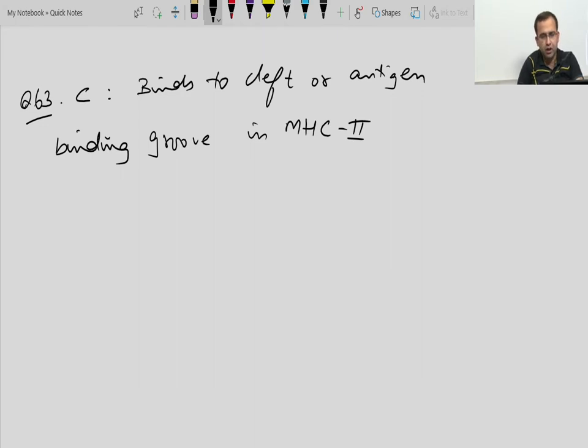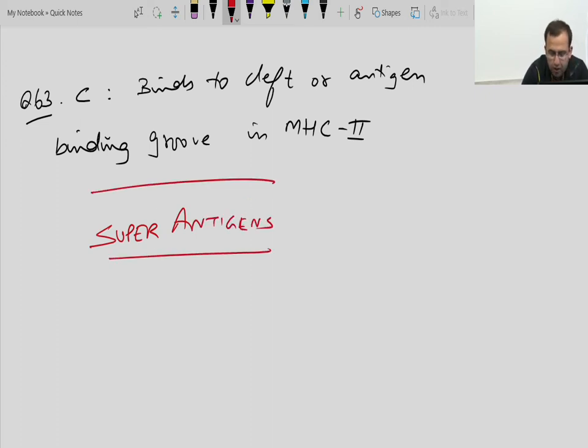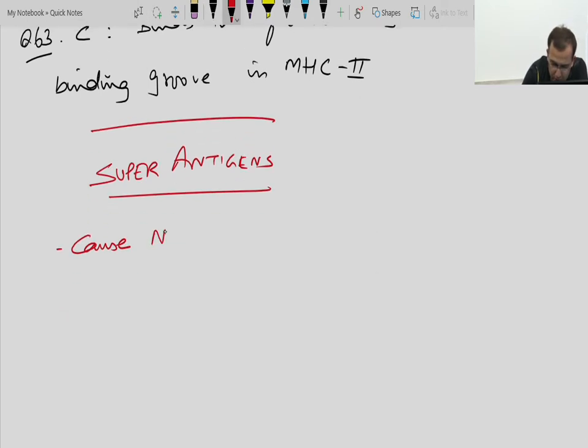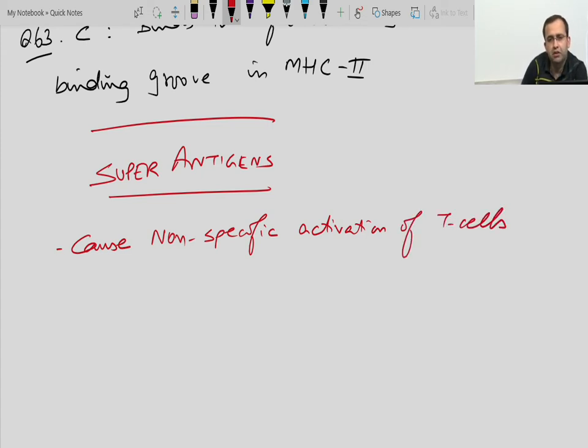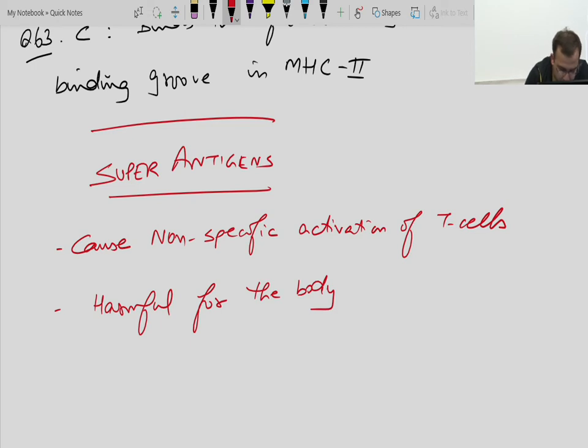So before we go further, let us have a look at the superantigens. What do we mean by this? Again, an important topic, superantigens. First point. Superantigens, they cause non-specific activation of T cells. So is it good or is it bad for the body? This is harmful for the body. It causes a non-specific activation. So this is harmful. Why? Because there's so much of activation that this in turn leads to severe effects.